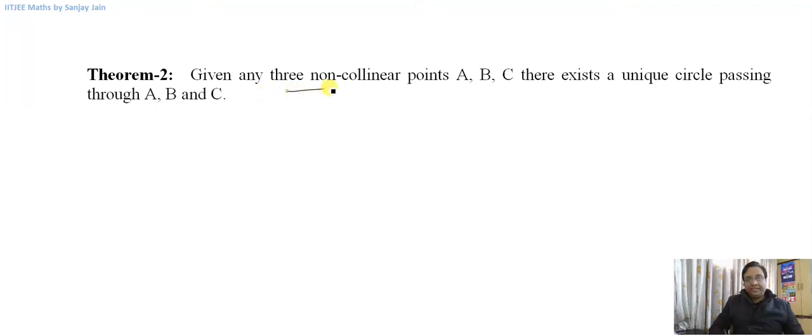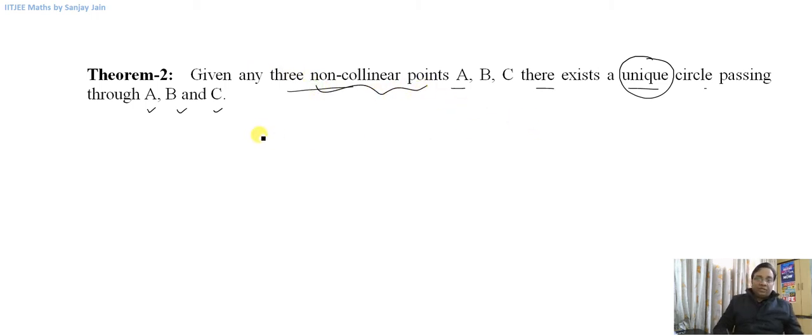Given any three non-collinear points A, B, and C, there exists a unique circle passing through A, B, and C. Now, this is a unique circle, right? If I give you three non-collinear points, there can be one and only one circle that will pass through these 3 points, right? And these 3 points are non-collinear points, all right?